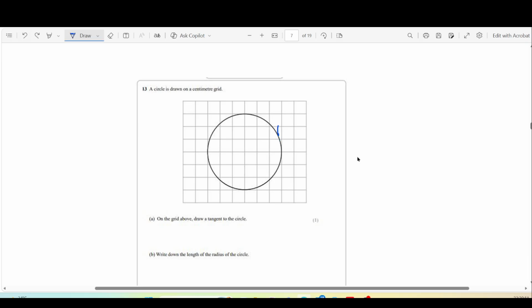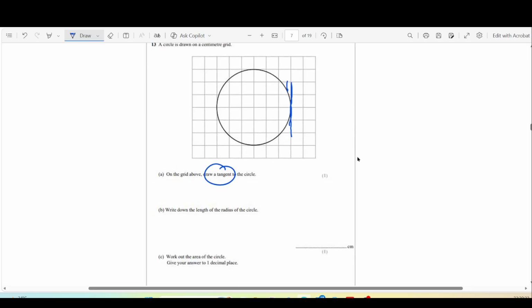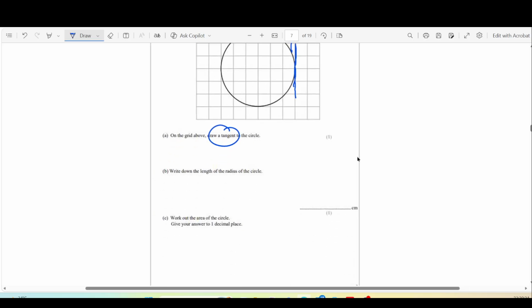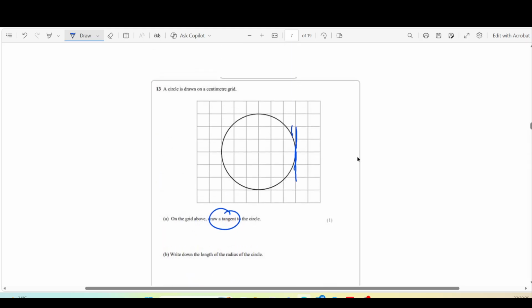Okay, I think I need to draw it properly. Like if you just draw a straight line which is just touching the circumference at any point, this is a tangent. Okay. Then the radius of the circle you can just find by counting the grid. How many squares are there? If this is the center and this is the radius, 1, 2, 3.